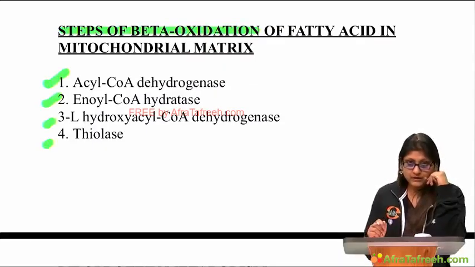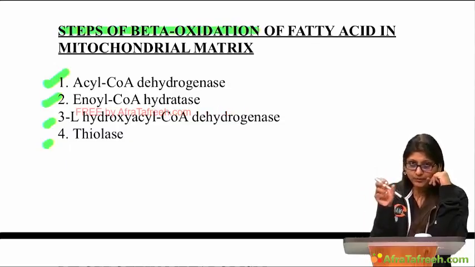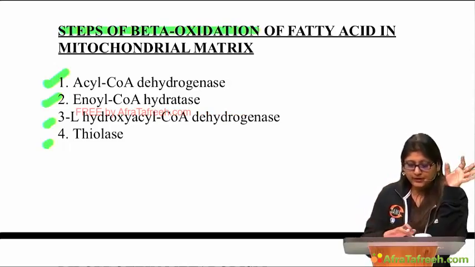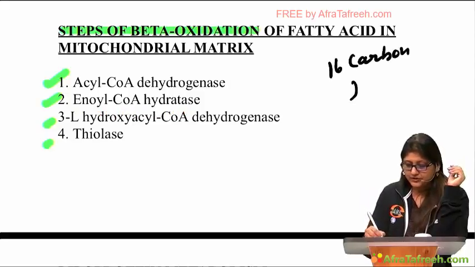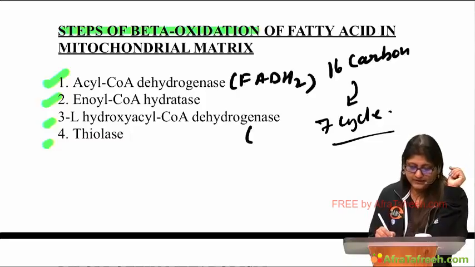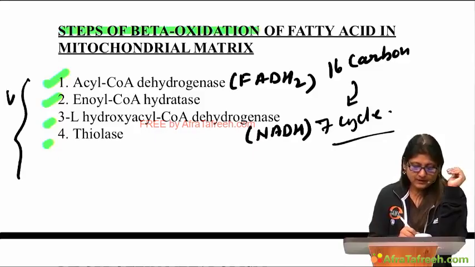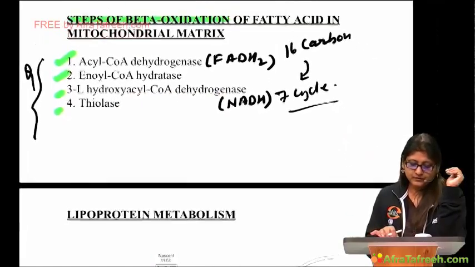Remember them. These 4 enzymes are needed again and again, and every time 2 carbon is removed from the fatty acid chain. So for completely oxidizing 16 carbon fatty acid chain, you need to have 7 cycles of such reaction. And acyl-CoA dehydrogenase produces FADH2, and hydroxyacyl-CoA dehydrogenase produces NADH. So every cycle you're getting 1 FADH2, 1 NADH. So these things you must know. These 4 enzymes are important for each cycle of beta oxidation.